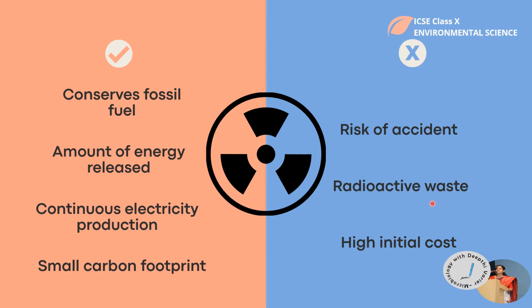And the initial cost is very, very high, not only for nuclear energy, but for any kind of renewable energy source. The general disadvantage is that the initial cost of setting it up is high, but later we do get electricity in good quantities. So these are some of the advantages and disadvantages of nuclear energy by nuclear fission, because that is what is being used across the world.